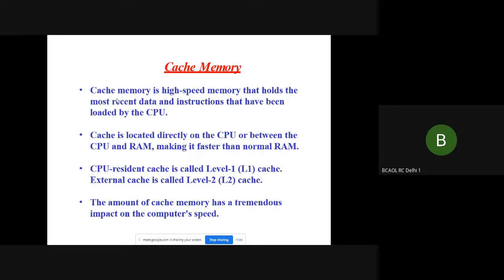So that's why it saves your time. Cache memory is high speed memory that holds the most recent data and instructions that have been loaded by the CPU. That is what cache does. Cache is located directly on the CPU or between the CPU and RAM, making it faster than normal RAM. Basically, cache generally is a part of your CPU.